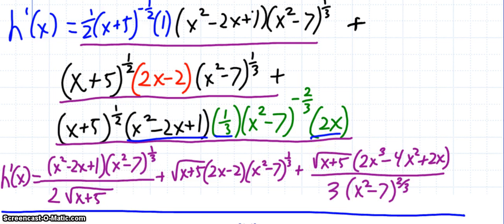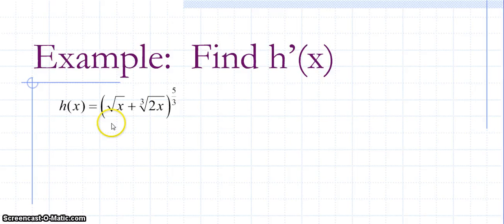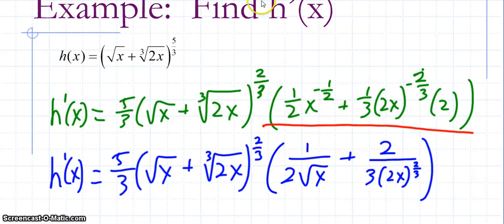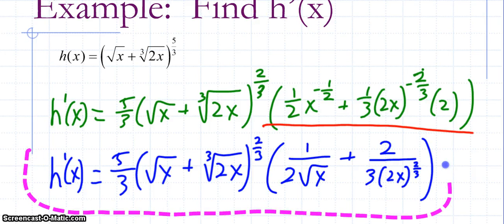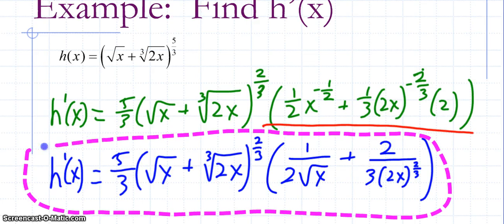Alright, moving on. Next one, find h prime of x. Pause the video, unpause when you're ready to check. Alright, so here we should end up with h prime of x equals 5/3 times the quantity root x plus the cube root of 2x, all to the 2/3, times the quantity of 1 over 2 root x plus 2 over 3 times 2x to the 2/3.